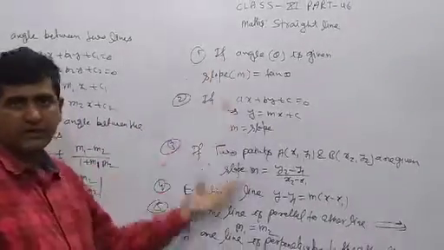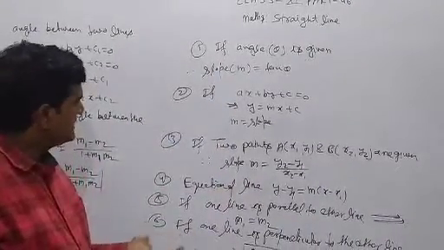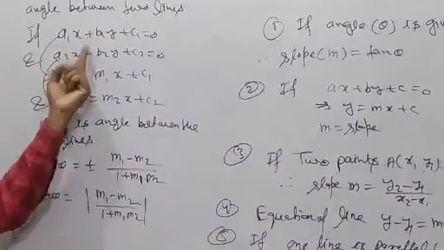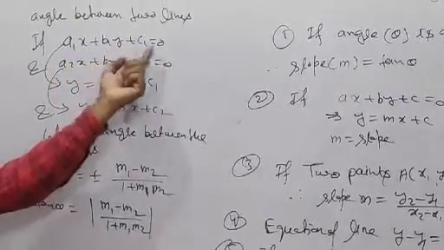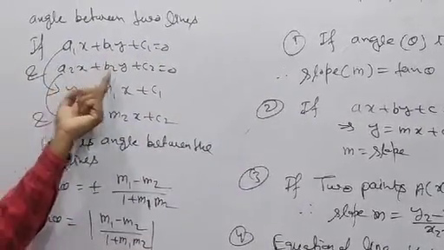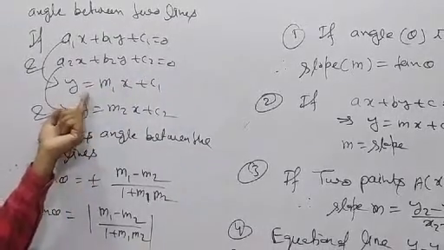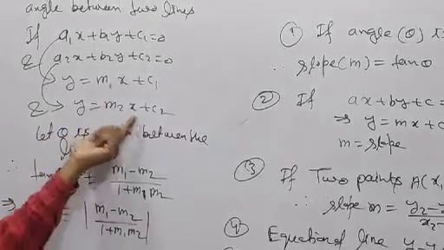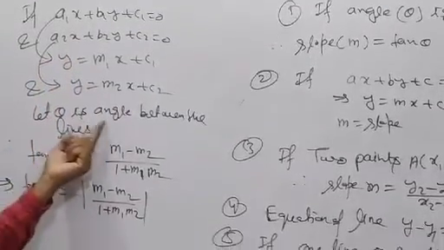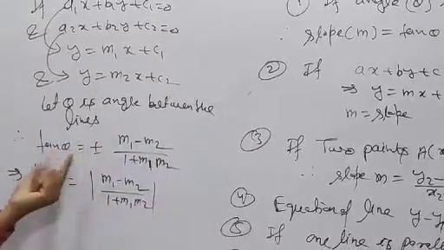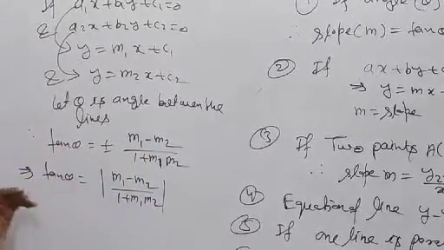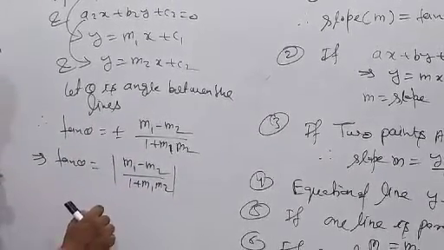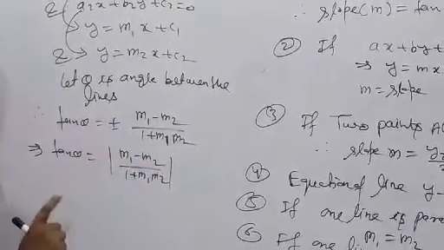These are the old formulas which we have already studied in class 10th, and now this is a new formula. If two equations of lines a1x plus b1y plus c1 is equal to 0 and a2x plus b2y plus c2 is equal to 0 are given, then y is equal to m1x plus c1 from the first equation and y is equal to m2x plus c2 from the second equation. Let theta be the angle between the two lines. Then tan theta is equal to plus minus, that is mod of, m1 minus m2 upon 1 plus m1 m2. Once we take a positive sign and the second time we take a negative sign.